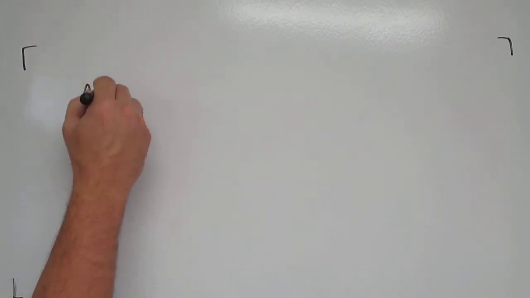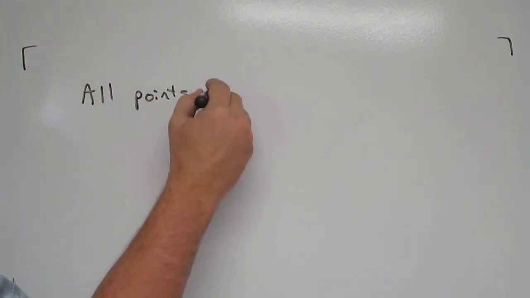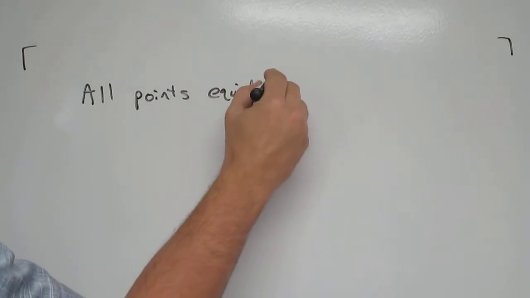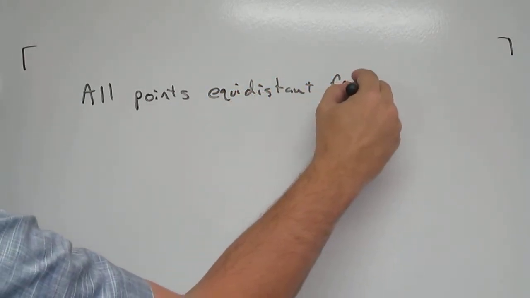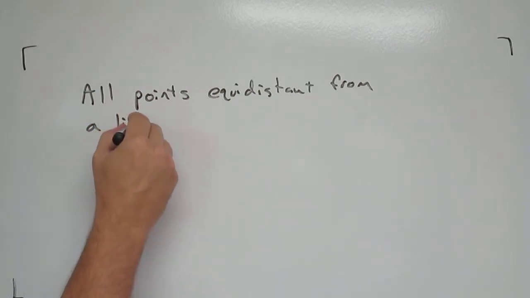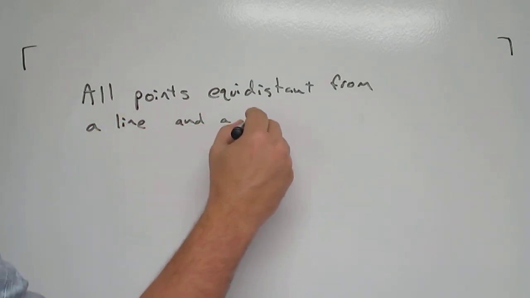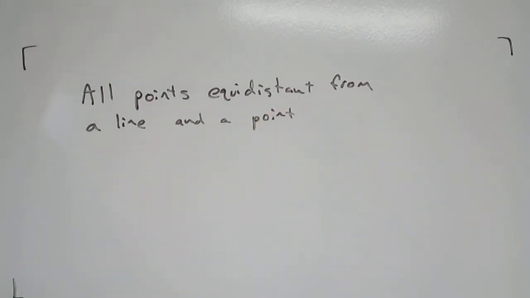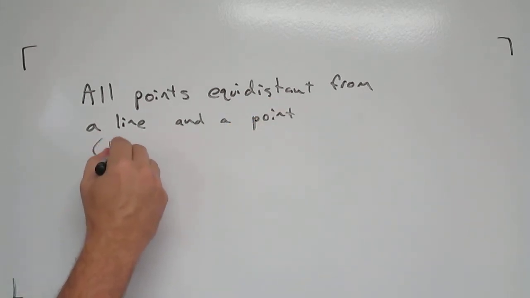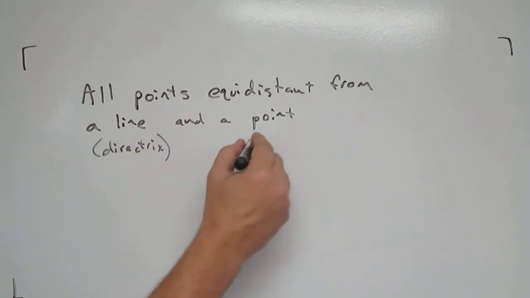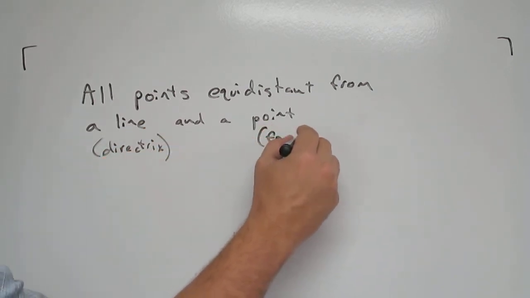And the first thing to talk about with a parabola is, what is the definition of a parabola? A parabola is a set of all the points in a plane that are equidistant from a particular line and a particular point. Okay? So it's all the points in one plane equidistant from a line and a point. Okay? So this line is going to have a special name. It's going to be called the directrix. And the point is going to have a special name. It's going to be called the focus.